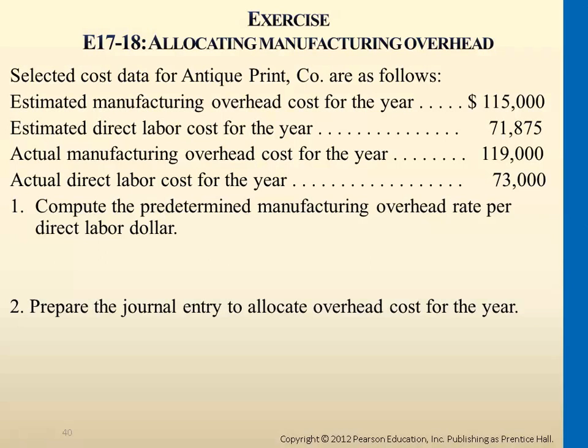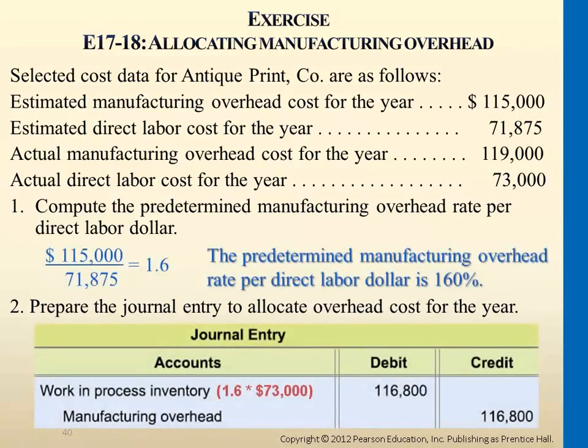by the amount of how much? Remember, we just calculated the rate here. So this rate is useful for $116. How did you get your number? By times the actual direct labor cost, $73,000, exactly. So that will be the number of the second entry here, 116,800.